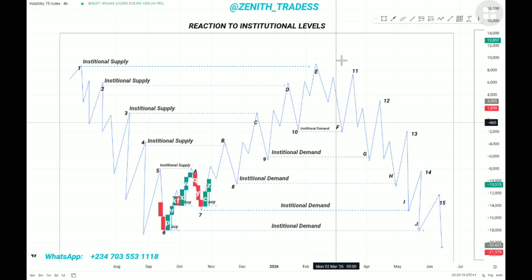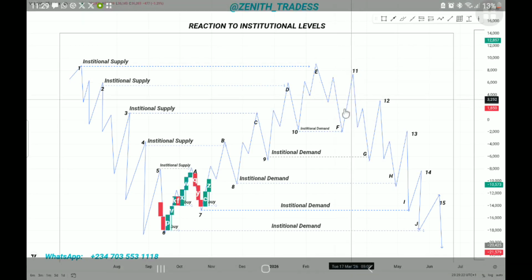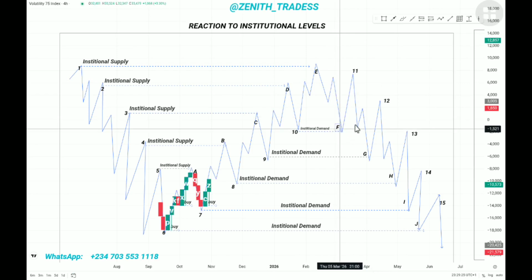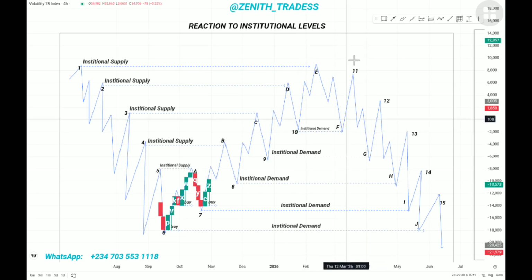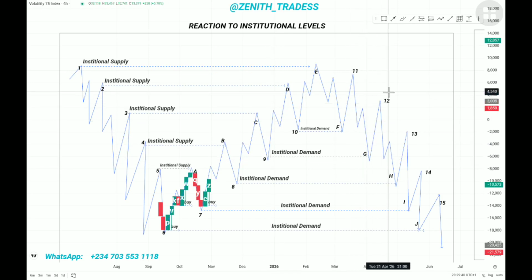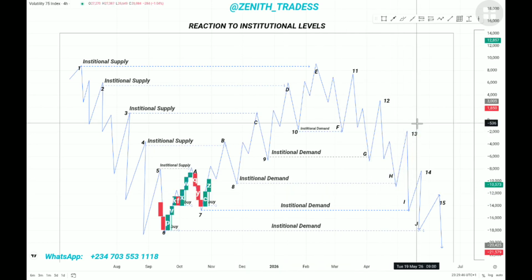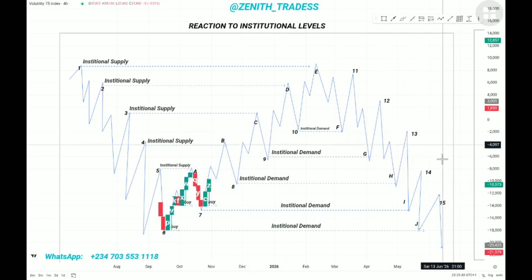I believe you are trying to get what I'm trying to explain here. The same way, when change of character happens, F reacted to 10, institutional demand now, before it pushes price to 11. Then 11 sweeps liquidity of the I, pushes price again and breaks F. G reacted to 9 before it pushes price to 12. The same scenario, pushes down. H reacted to 8 before it pushes price to 13. Right? Now, I reacted to 7 before it pushes price to 14. J reacted to 6 before it pushes the price to 15.